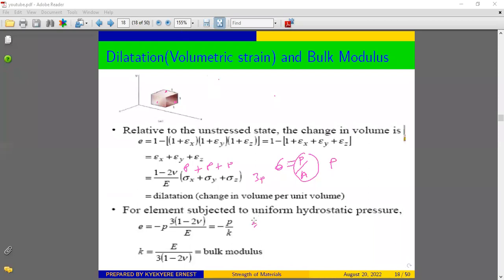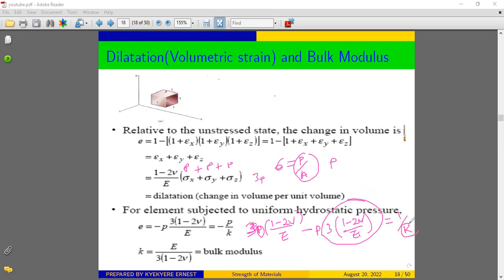Our formula is going to be 3P into brackets 1 minus 2V all over A. And when we bring this P out, we have negative P into brackets 1 minus 2V over A. And when you find the reciprocal of the whole of this, we can say that the whole of this is equal to 1 over K.